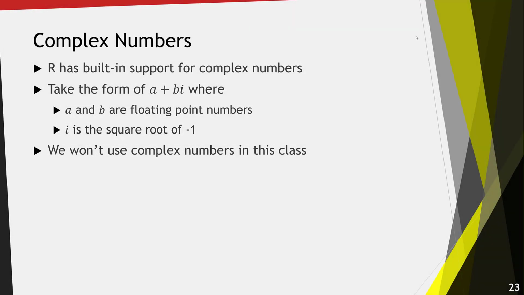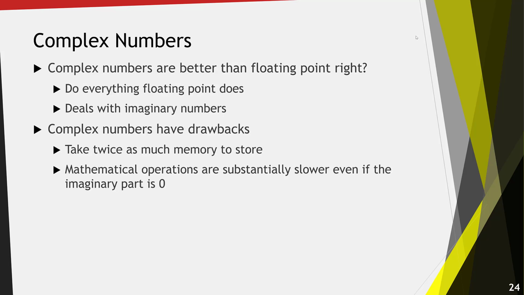R also has support for complex numbers. These are numbers that take the form of a plus b times i, where a and b are floating point numbers, and i is the square root of -1. We're probably not going to use complex numbers in this class, but you should be aware because it's a built-in data type in R. Now you might think complex numbers are better than floating point, right? They do everything that floating point does, but they also deal with imaginary numbers.